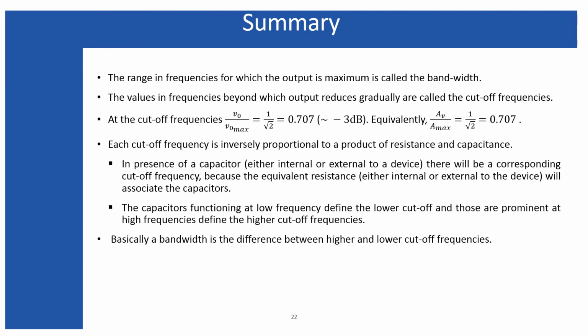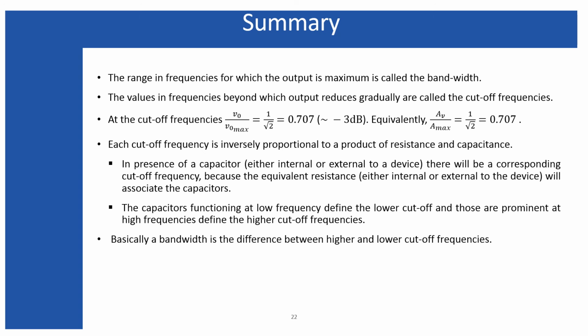Now the summary. As I told, the range of frequencies within which the device or the amplifier operates faithfully is called the bandwidth of the device, as shown over here. If you take the difference between the higher cutoff frequency and the lower cutoff frequency, that difference is called the bandwidth for the circuits I have presented in this lecture.